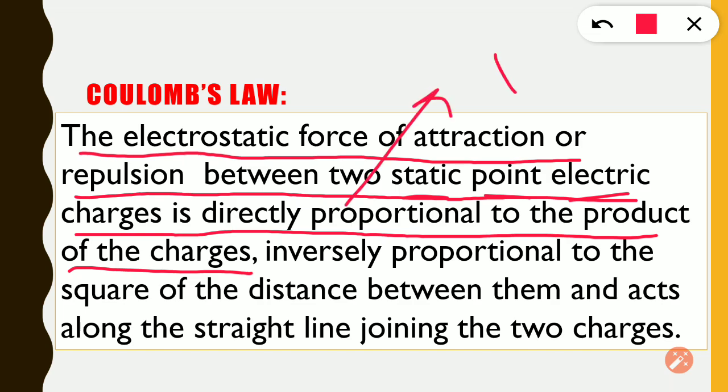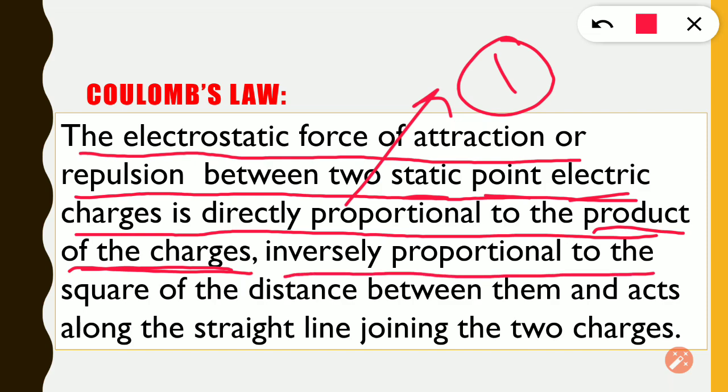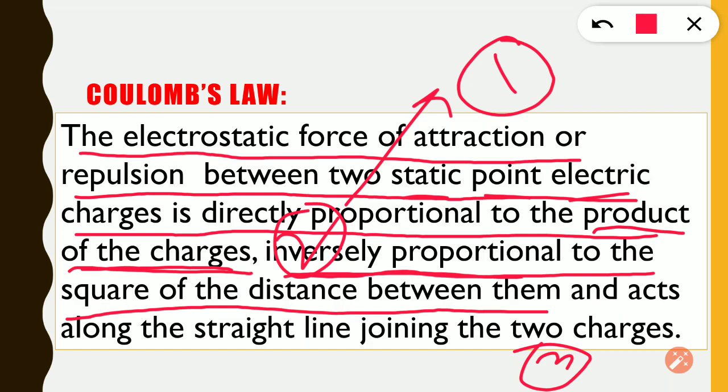This is the first point, right? The force between two static point charges is directly proportional to the product of the charges. The second point says the force of attraction or repulsion is inversely proportional to the square of the distance between them, and the third point says the force acts along the straight line joining the two charges.